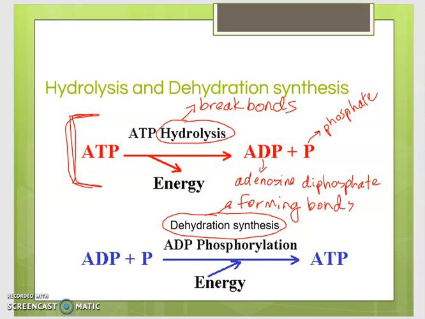The opposite of that will be dehydration synthesis. This is going to be the formation of bonds. This is going to be when ADP, or adenosine diphosphate, joins with the phosphate group. It's going to require a little bit of energy to add this phosphate on to then make ATP.